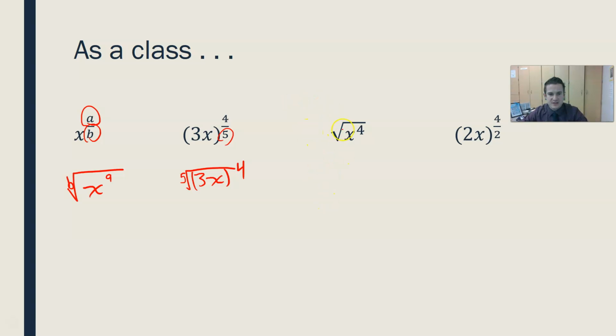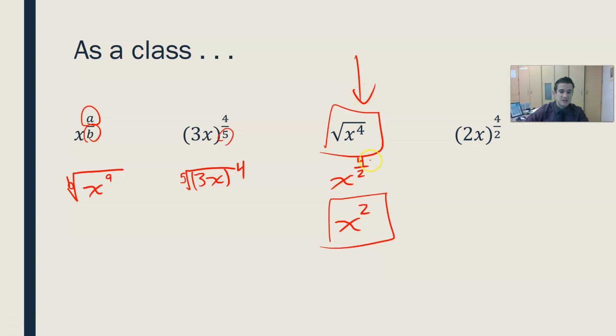If I go backwards, this is the square root of x to the 4th, so I'm going to write a little 2 here so I don't forget it's a square root. If I'm going to write this as a fraction exponent, the 2 is going to go in the bottom, the 4 is going to go in the top. Well, x to the 4 over 2 power is the same as x squared. 4 over 2 is x squared. Some of you might have already known that just from looking at the square root of x to the 4th is x squared. 2x to the 4 over 2 power is going to be the square root, because the bottom of this fraction goes in the root, of 2x to the 4th power.